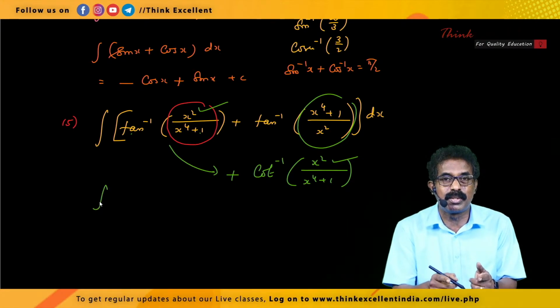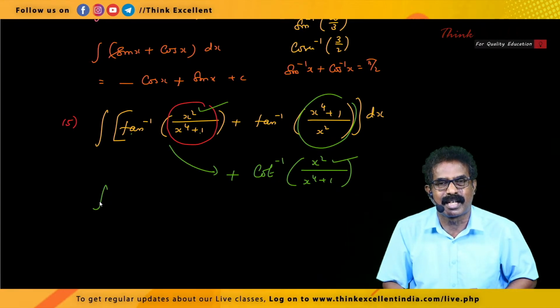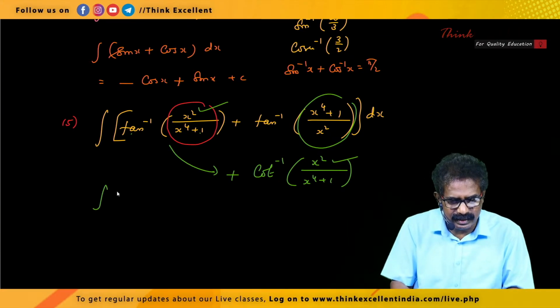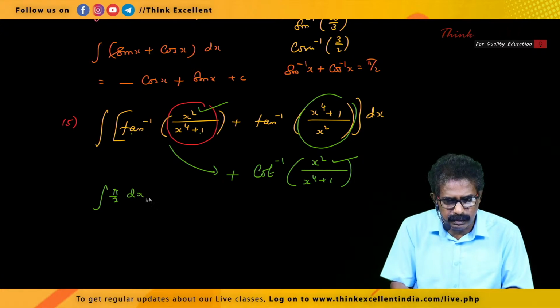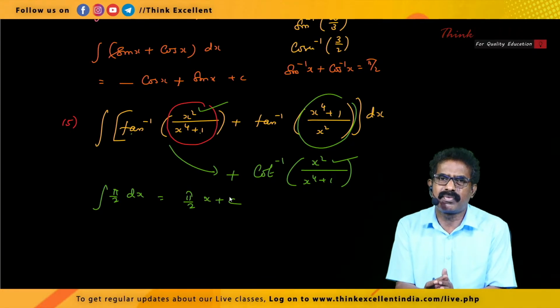If it is an objective question, one of the options will be pi by 2. We think we got something and put pi by 2 as the correct answer, but the integration is outside. So integral of pi by 2 dx: pi by 2 is a constant, and integral dx is what? x plus c.